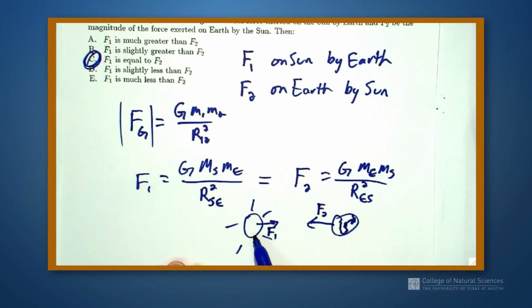The sun has a really, really large mass. So if it feels this force, it's not going to move nearly as much as the Earth will under F2, because the Earth has a much smaller mass. Its inertia is much, much lower. So a pretty straightforward problem. Just have to watch our subscripts. Make sure that we don't screw them up.